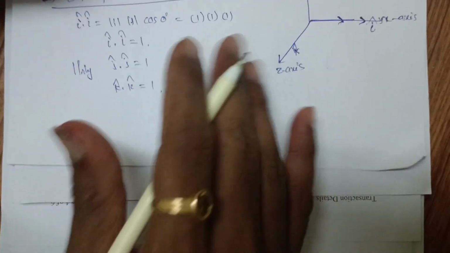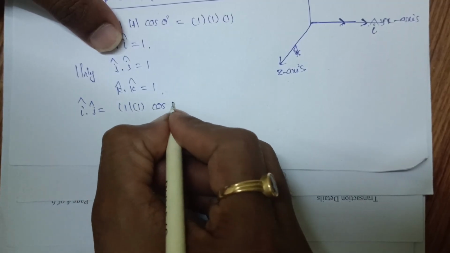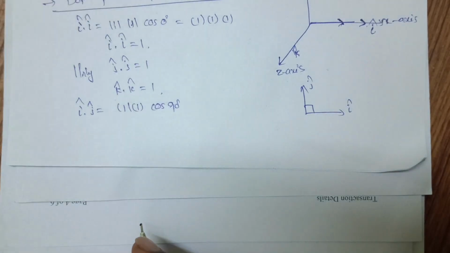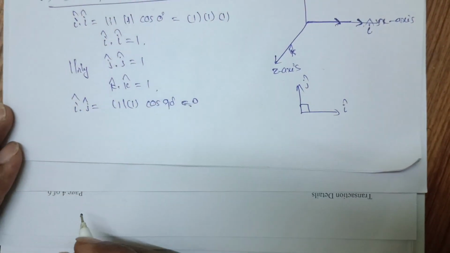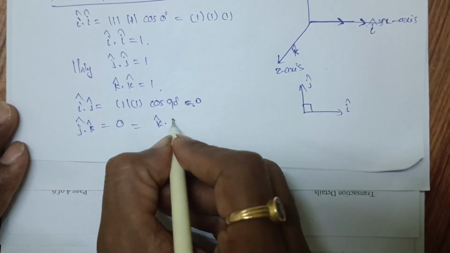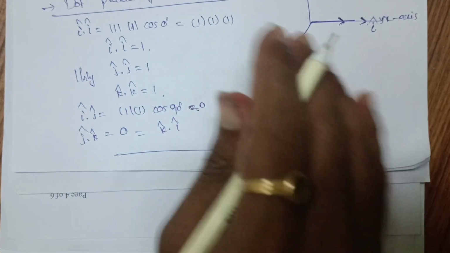Okay, now next point, let us see for i dot j, that is magnitude is 1, 1 cos 90 degrees, that means if it is i, j, angle between them is 90 degrees, therefore it gives us 0. That means similarly j dot k is also 0, similarly k dot i is also equals to 0. Clear? Then next one is let us see some examples over this concept.